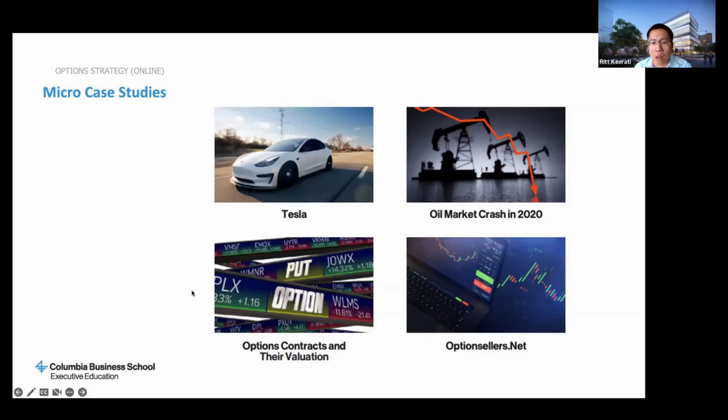We talk about the oil market crash in 2020 and what we can get from there. Why did we see a huge price move around that time? What sort of strategy might be useful at that time? We talk about these Tesla case studies.